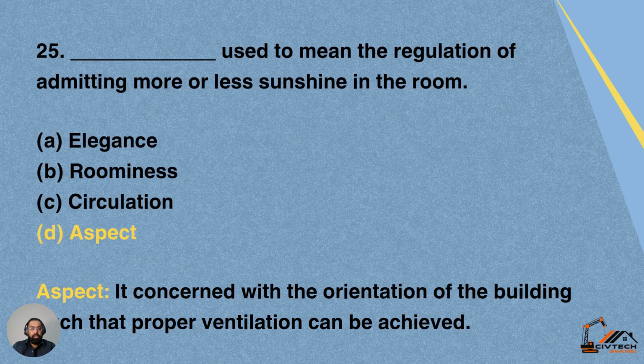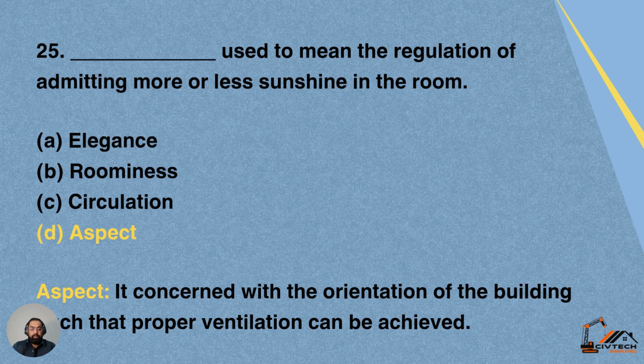Then we have question number 25, the last one of this series. Dash used to mean the regulation of admitting more or less sunshine in the room. So we admit more or less sunshine, and what is that terminology? Is it elegance? Is it prominence? Is it circulation? Option D, aspect. So under aspect, we consider the entry of the sunlight within the building.